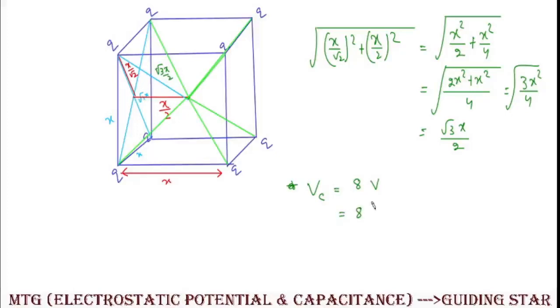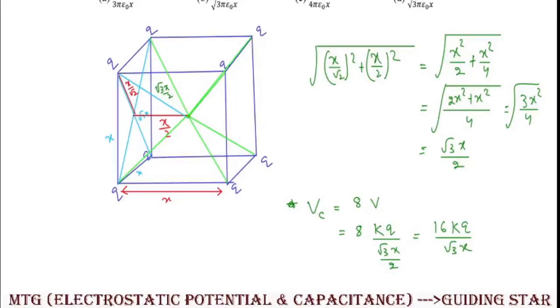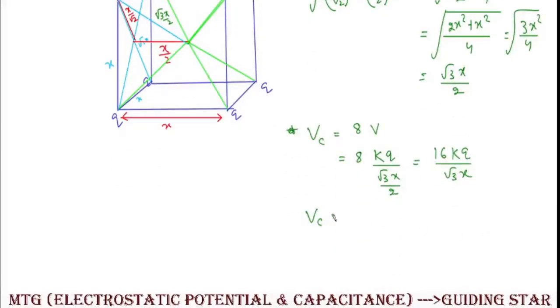So 8 into potential due to a single charge is kq divided by distance, distance is root 3x by 2. Clear? So 8 into 2 will be 16 kq divided by root 3x. So potential at the center will be 16 kq by root 3x, but we have to put the values of k over here. So potential at the center will be 16 q divided by 4 pi epsilon naught root 3x.